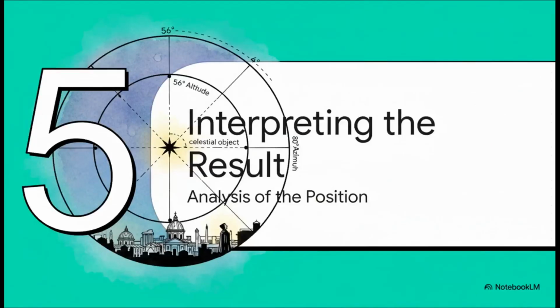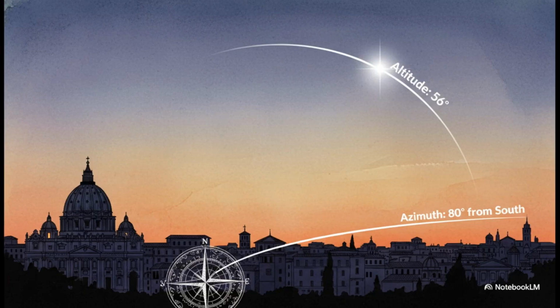Okay, so we've done the math. We have these two numbers, but what do they actually signify? If you were that observer standing in Rome, what do these results tell you about where to look for Vega? Well, these numbers give us a very precise location. An altitude of 56 degrees tells us Vega is high in the sky, more than halfway up from the horizon to the zenith, that point directly overhead.